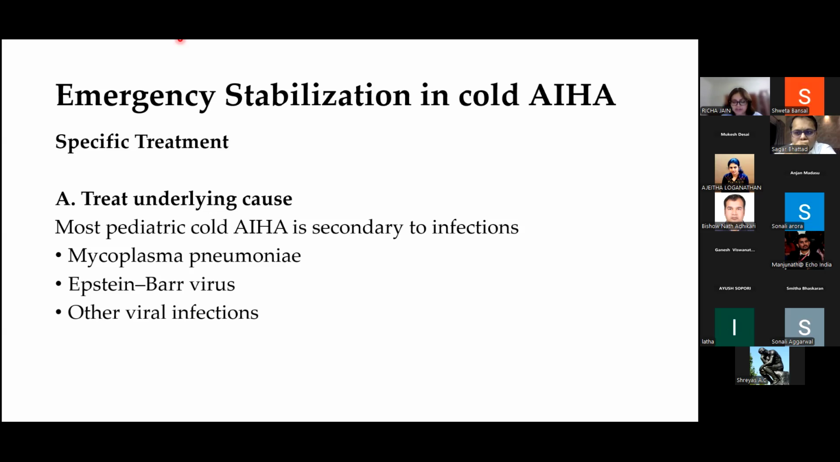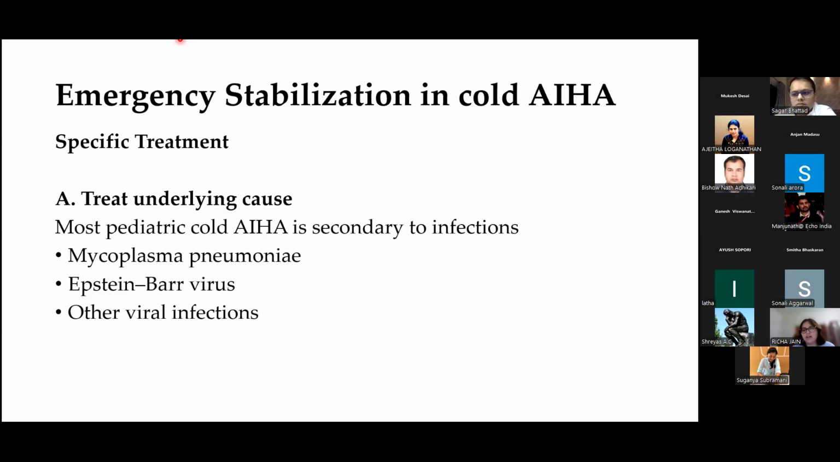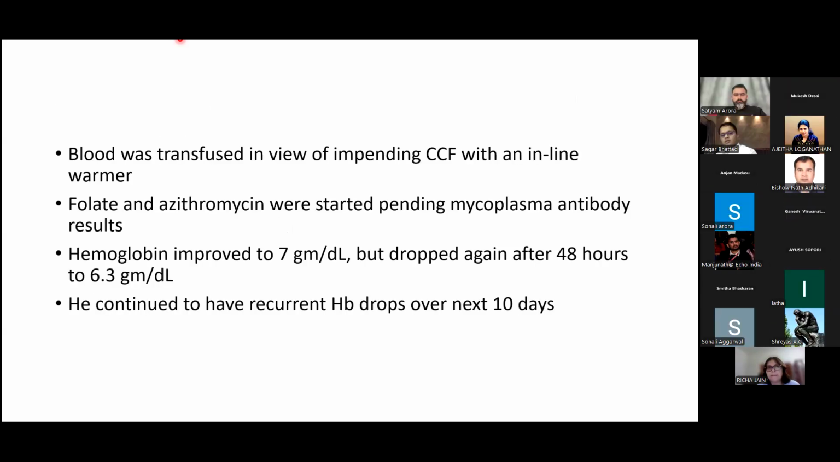So, Neeta, you mentioned difficulty in cross-matching. Dr. Satyam, I'll ask you, how frequently do you see difficulty in cross-matching in cold AIHA versus warm AIHA? It's very common when we get a cold AIHA case, and apart from cross match, we also get issues with grouping, and it becomes very important for us to collect this sample at 37 degrees when we're evaluating a suspected case of cold AIHA. Often the resident goes to the bedside and collects at 37 degrees via syringe.